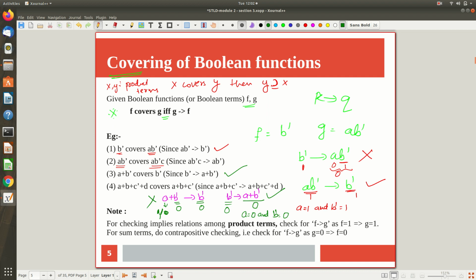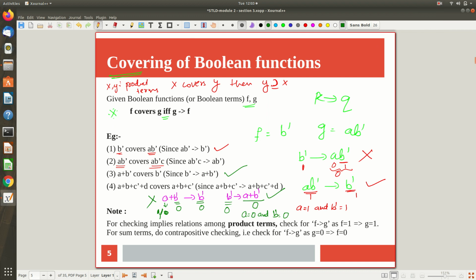Fine. So whenever I have to check some implication involving the OR operation, you have to go with the third definition. Similarly, for the AND operation or the product term, you have to go with the second condition. So that is what I want to tell you. Okay, so that is about it.